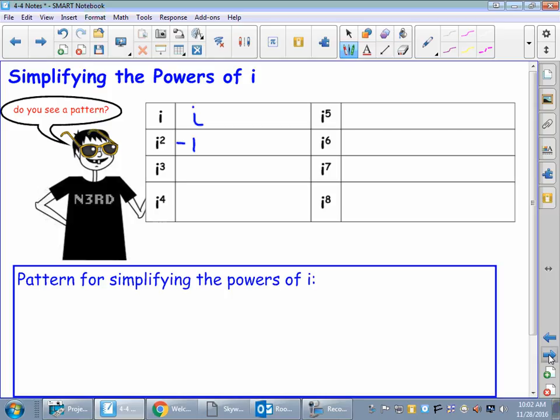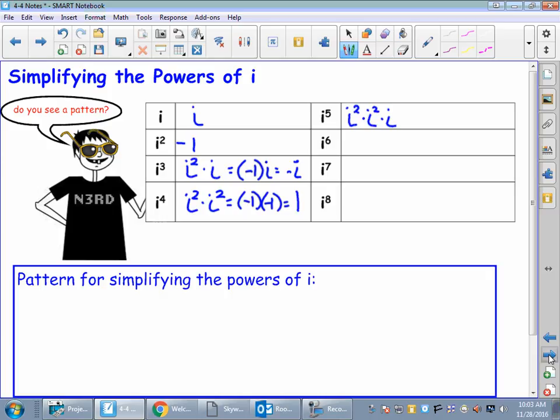If I look at i cubed, I could rewrite i cubed as i squared times i, which is really negative 1 times i, or negative i. So I just simplified i cubed to a negative i. And i to the 4th, I could rewrite as i squared times i squared, which is really negative 1 times negative 1, which will turn into a positive 1. And so all these powers of i are going to simplify into i's and negative i's, or 1's and negative 1's. If you look at i to the 5th, I could rewrite that as i squared times another i.